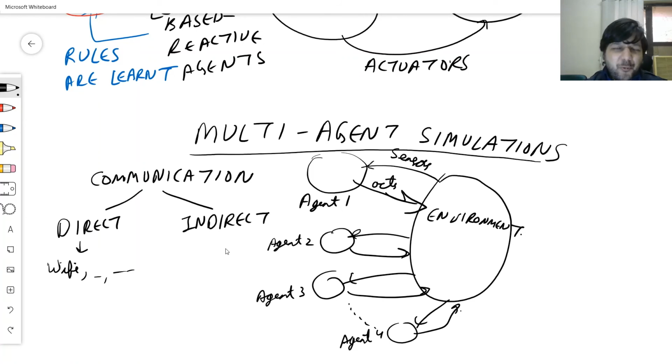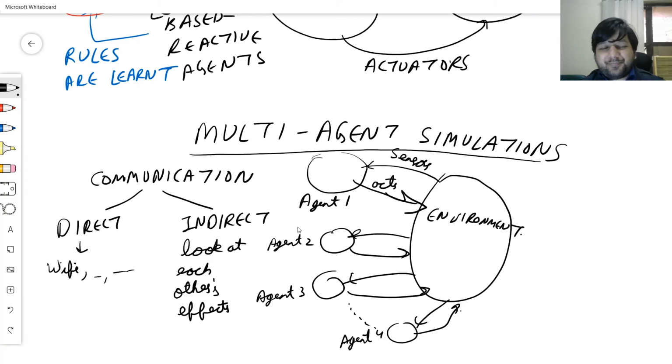However, what they can do is that they can look at each other's effects. And in terms of classification, that makes a huge difference.